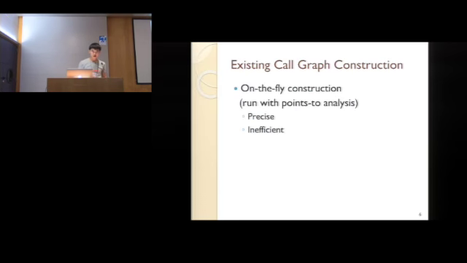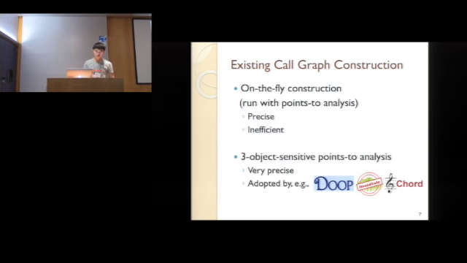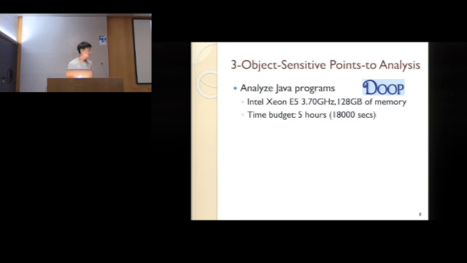Currently, on-the-fly construction, which runs together with points-to analysis, may be the most widely used call graph construction because it is precise, but it can be inefficient. An example is to use three-object-sensitive points-to analysis to build a call graph. The analysis is very precise and adopted by many tools. Let's see its performance.